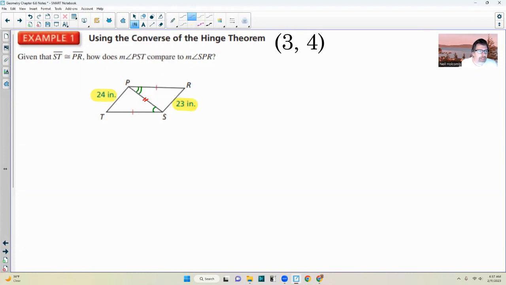So that means angle S, or angle PST. So I'd say the measure of angle PST right here is opposite the side that's length 24. It's going to be greater than the measure of angle SPR. Okay, and that's it. There's example 1. So now you should be able to do problem numbers 3 and 4.